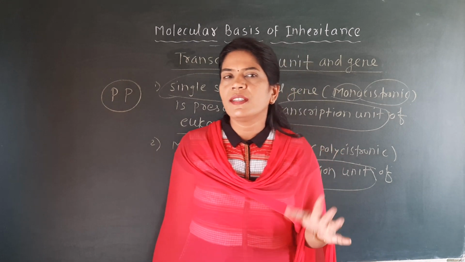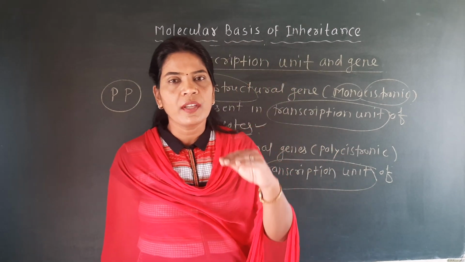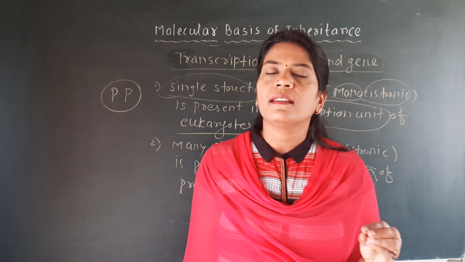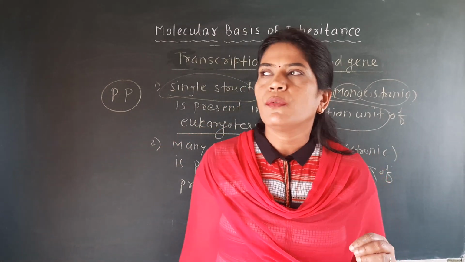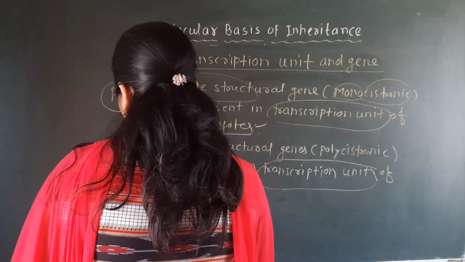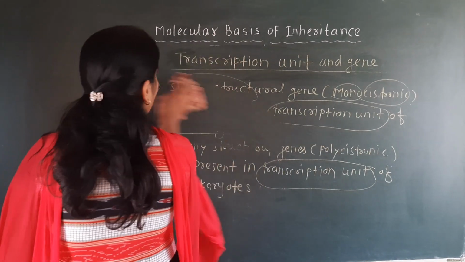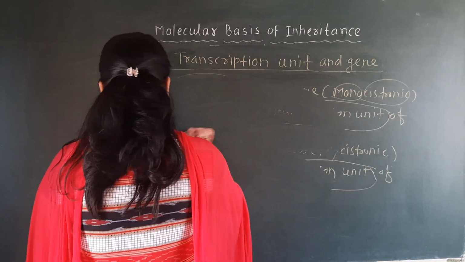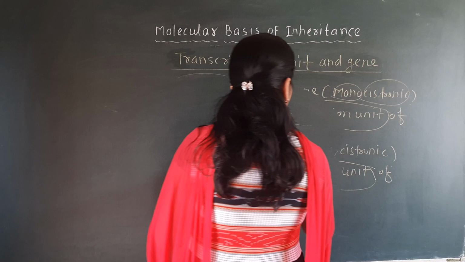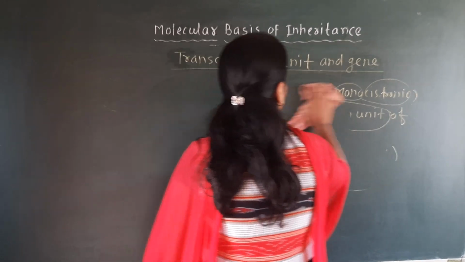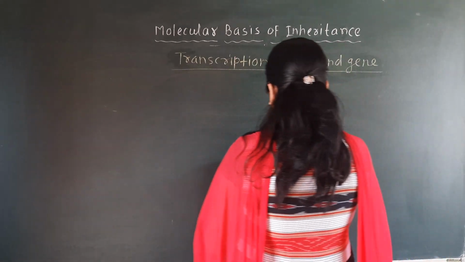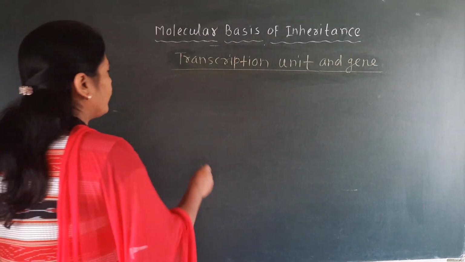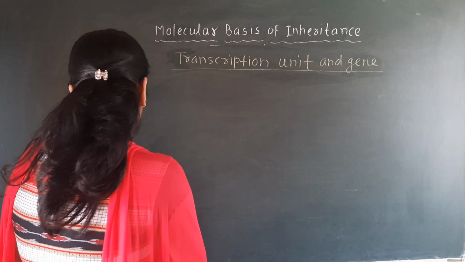Now we have to see that in eukaryotes there is the sequence of codons that we call an exon. So I will write here the next point. Okay, this term is very important that I am going to write here.